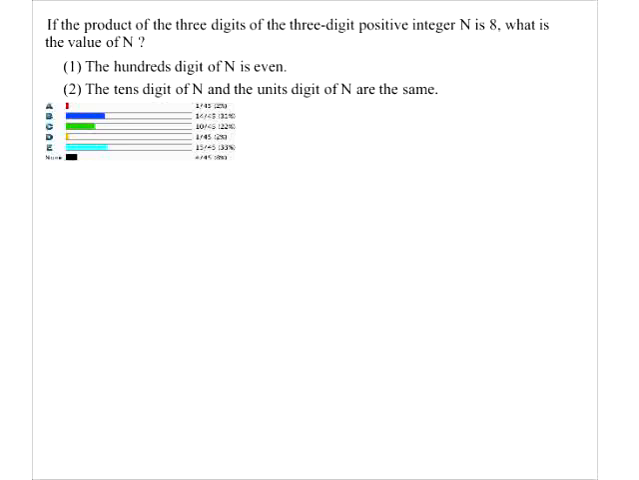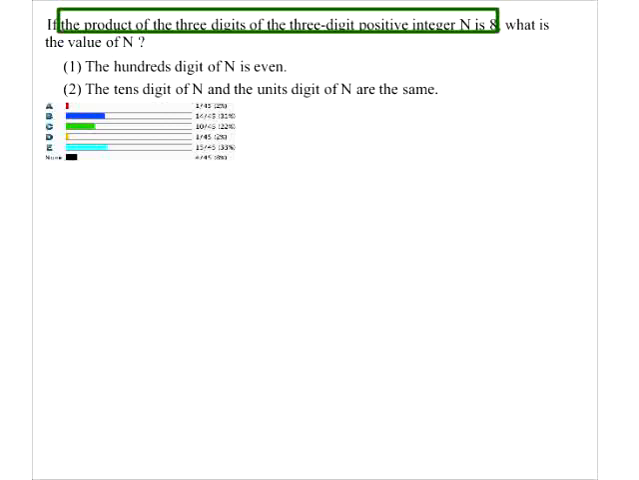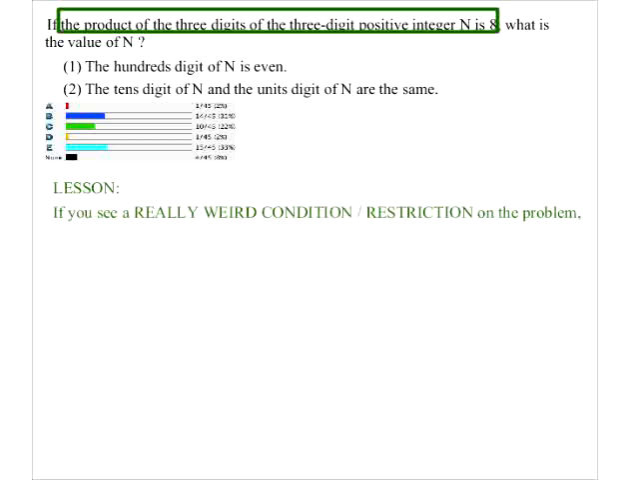This is an awfully weird restriction. I mean, how often do you multiply the digits of a number, right? So the lesson here is if you see a really weird condition or restriction on the problem, and you can tell that there aren't many possibilities, what do you think you should do? Yeah, all you gotta do is, it sucks, but you have to make a list.